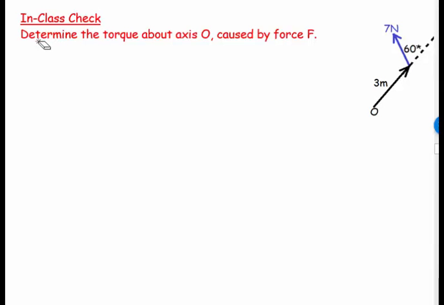Welcome. This question says determine the torque about axis O caused by force F. Force is this 7 newton force. So let's just visualize this. So here is axis O, and the force has been applied.